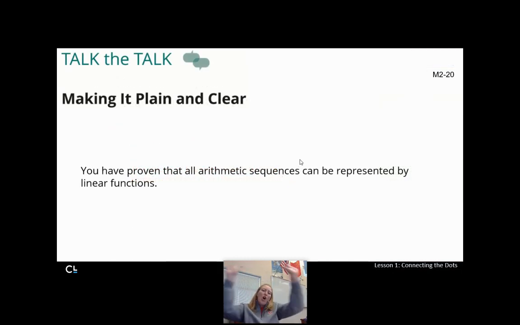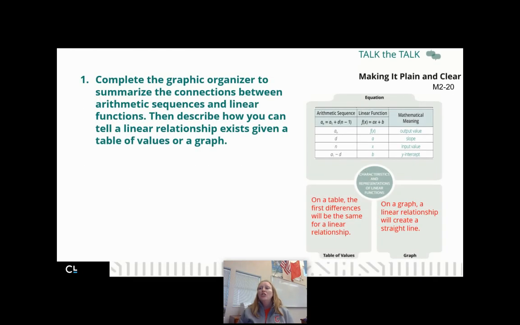So you've proven that all arithmetic sequences can be represented by linear functions. It was messy and it got a little ugly, but we got there, and that's what matters. Here I have a graphic organizer for you on page M2-20. We're going to complete it to summarize the connections between our arithmetic sequences and our linear functions, and describe how you can tell a linear function exists given a table of values or a graph.